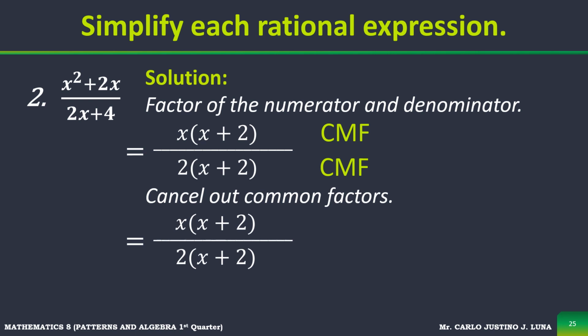Do you see any common factor? Yes. And what are they? Okay, very good. We have x plus 2. So, we will cancel out x plus 2, x plus 2. At anong natitirang sagot? What's the answer now? Okay, very good. X over 2. Okay? So, that is example number 2.